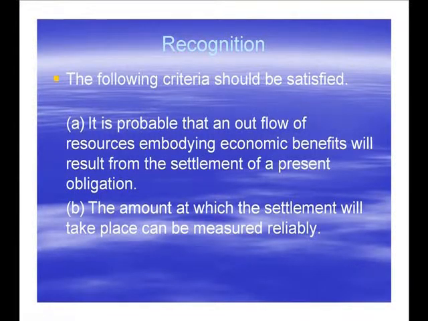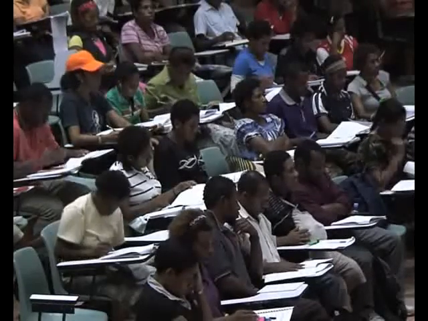Then the second criterion: the amount at which the settlement will take place can be measured reliably. Yes, the liability can be measured reliably. This is the amount in kina, 10,000 or 5,875. The amount can be measured reliably for the settlement of a liability. So when these two are satisfied, yes, we recognize that item as a liability.